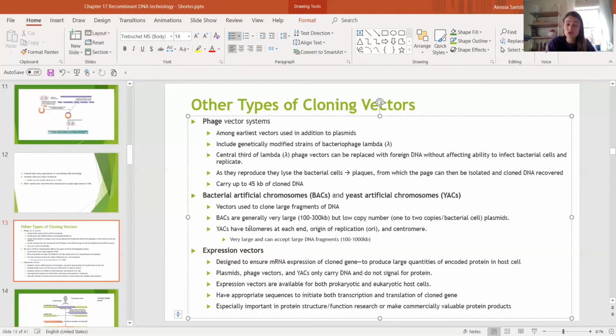Yeast artificial chromosomes are really great because they're more eukaryotic. So they have their own telomeres. Origin of replication, which is actually not called ORI, it's called the autonomous replication site.